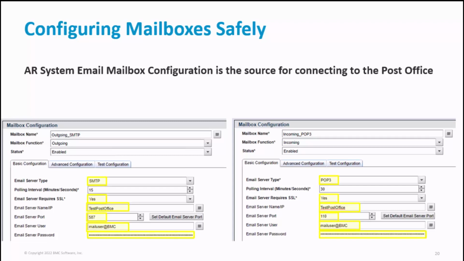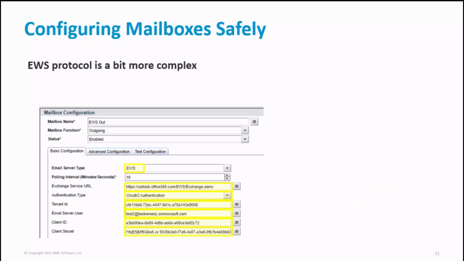I've highlighted some of the important fields to look at for a couple protocols when you are making changes. But whenever a change is made, and whatever that change happens to be, it's important that you make it safely. Just to bring to light how complex your changes might be, let's take a look at the EWS configuration using OAuth 2 authentication. Each of these fields must be entered exactly correct. So you can see it can get fairly complex when you're configuring your mailboxes, depending on which mailbox you're using.